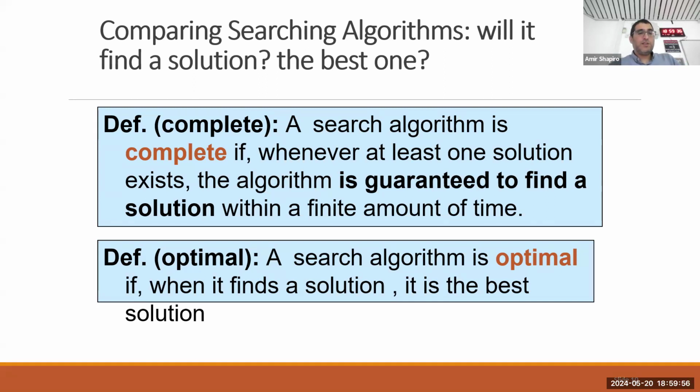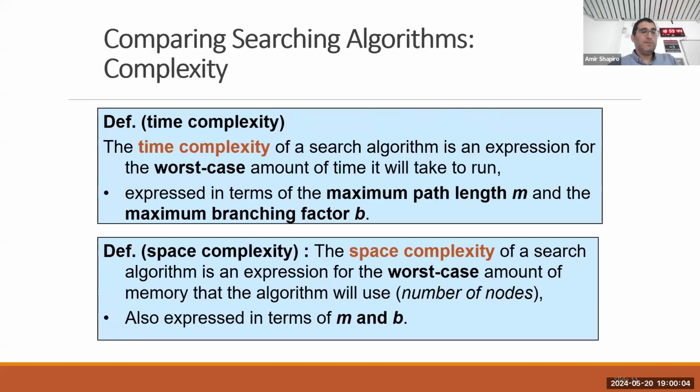So these are the things that we want to see about our algorithm, whether it is complete and optimal. We also want to measure the time complexity. The time complexity of a search algorithm is an expression for the worst case amount of time it will take to run. So if we want to find a path, this is the most amount of time that it will take.